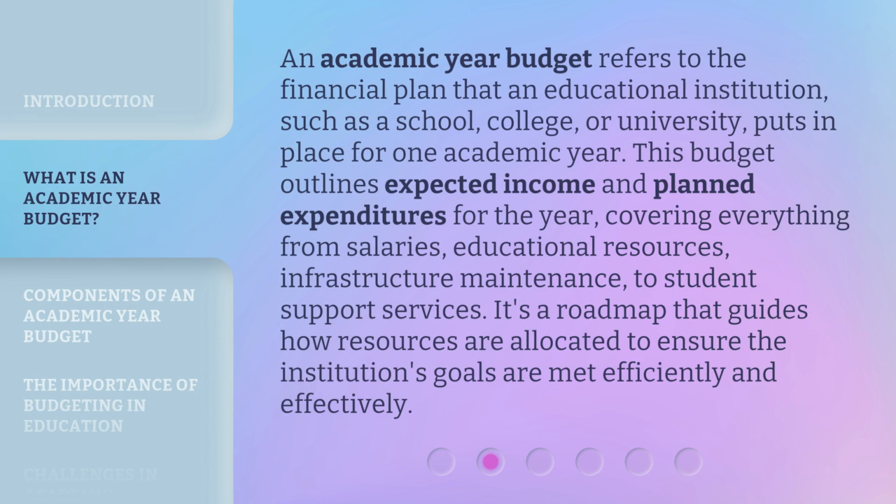An academic year budget refers to the financial plan that an educational institution, such as a school, college, or university, puts in place for one academic year. This budget outlines expected income and planned expenditures for the year, covering everything from salaries, educational resources, infrastructure maintenance, to student support services. It's a roadmap that guides how resources are allocated to ensure the institution's goals are met efficiently and effectively.